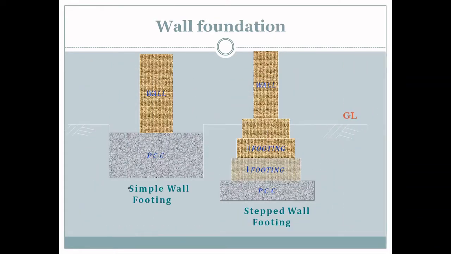This is the image for simple wall footing and step wall footing. In this image you can see there is a wall and a PCC slab. For step wall footing, the first layer is the concrete slab, then a masonry layer, then a second masonry layer, then a third masonry layer, then the wall is provided.